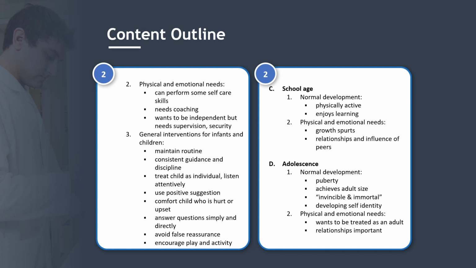C. School age. Normal development. Physically active and enjoys learning. Physical and emotional needs. Growth spurts, relationships, and influence of peers. D. Adolescence. Normal development. Puberty. Achieves adult size. Believes they are invincible and immortal. Developing self-identity. Physical and emotional needs. Wants to be treated as an adult. Relationships are important.